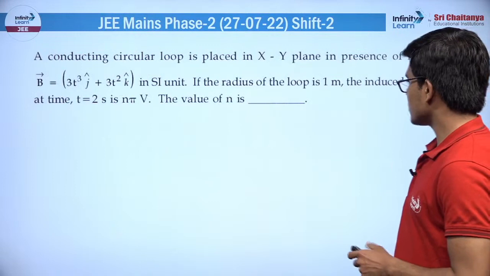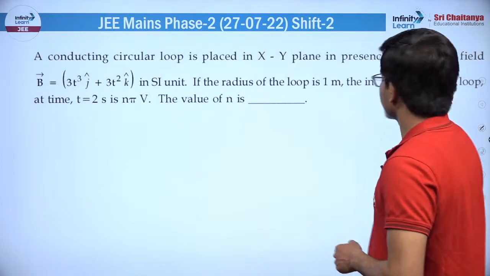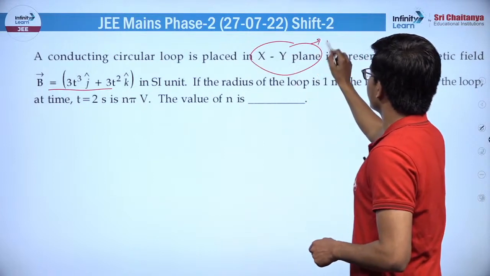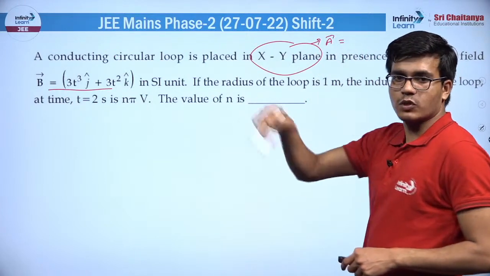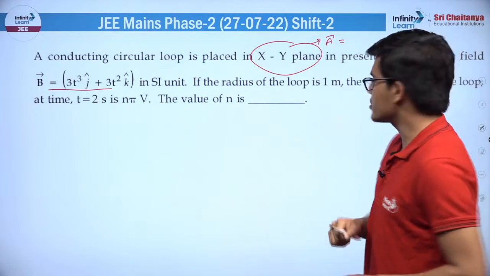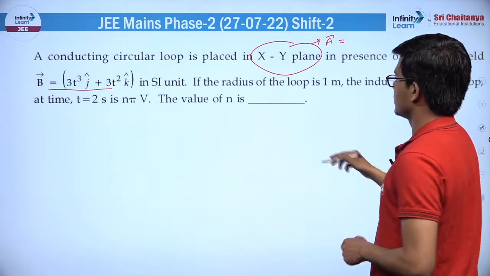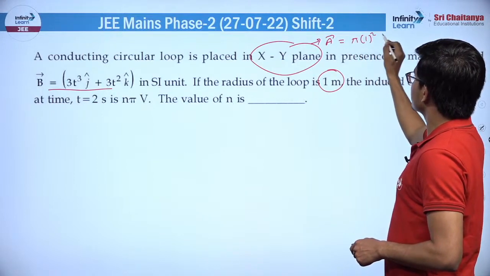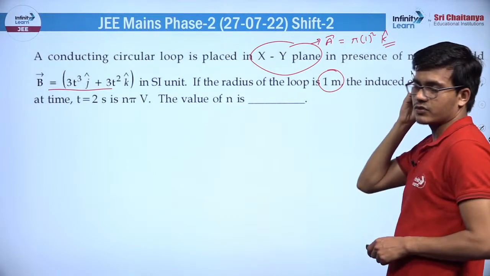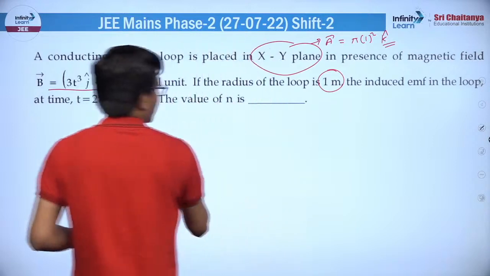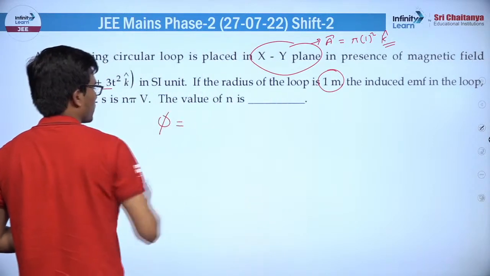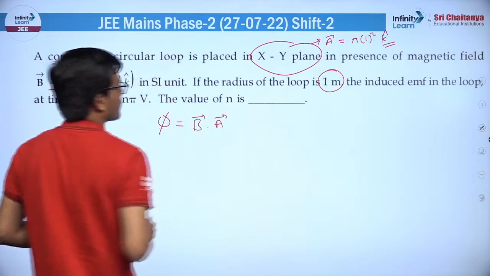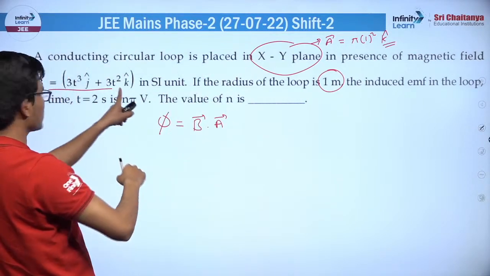Alright, moving ahead, you have a conductive loop in which a magnetic field is given and the loop is in the xy plane. So if the loop is in the xy plane, its area vector will be in the z direction, right? And the radius of the loop is 1 mm. So area is pi into r square and it will be in the k cap direction. And if I want to find the induced EMF, I must know the value of flux first, and flux is given by the dot product of magnetic field and area vector. That is the area vector, that is the magnetic field.